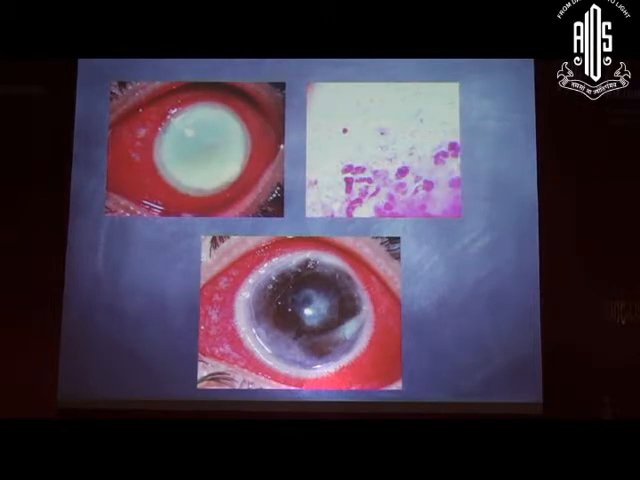Just to give you some example, now this is a 12-year-old girl, and she had a simple corneal foreign body which was removed by the primary ophthalmologist, and the eye was patched.